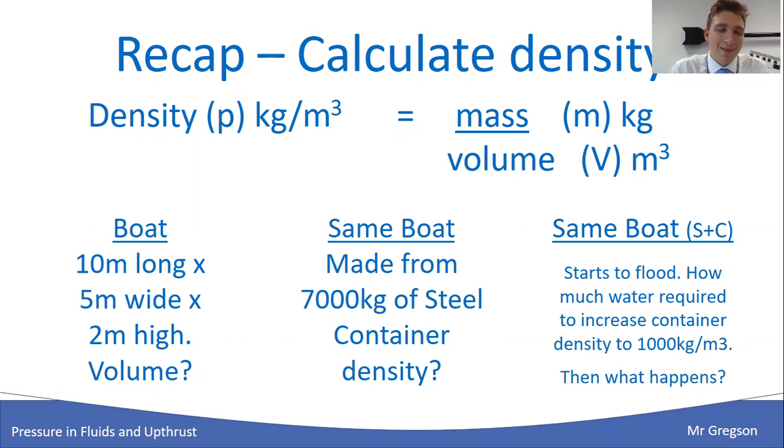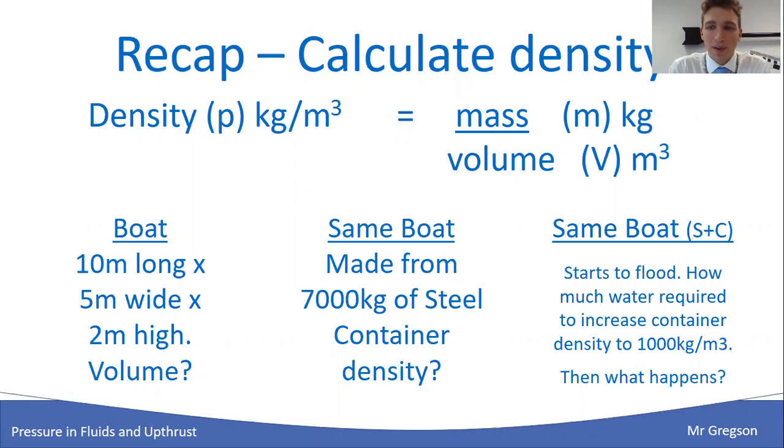And then if we use the same boat with that same volume, what will the density be if it's made from a 7,000 kilogram, 7-ton steel container? We divide the mass by the volume. So it's going to be 7,000 divided by 100, which is 700 kilograms per meter cubed.